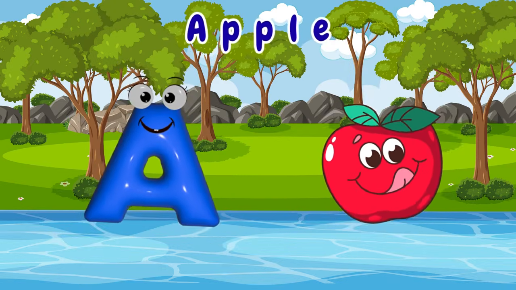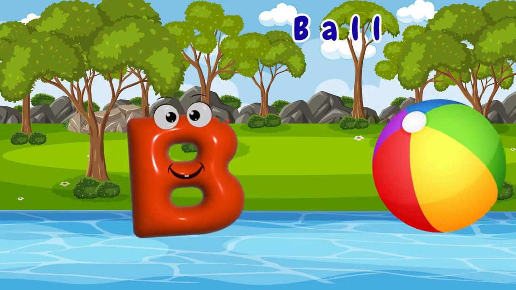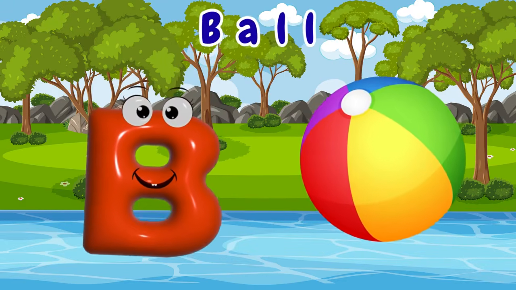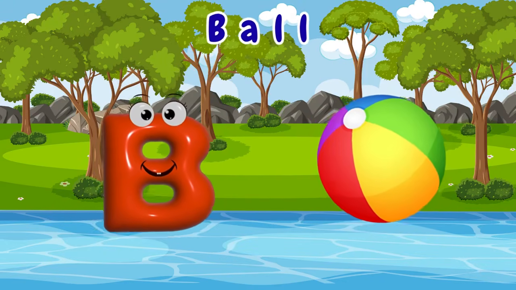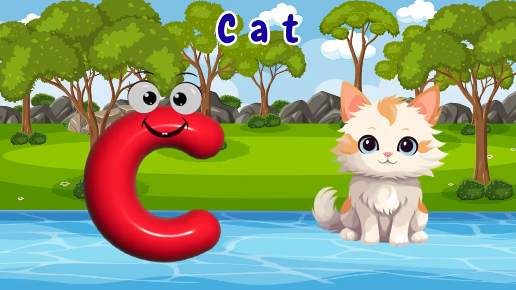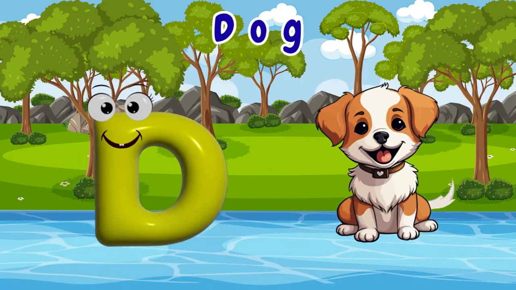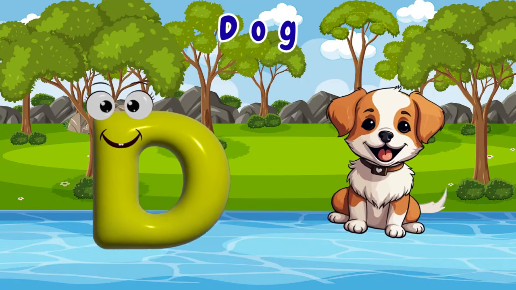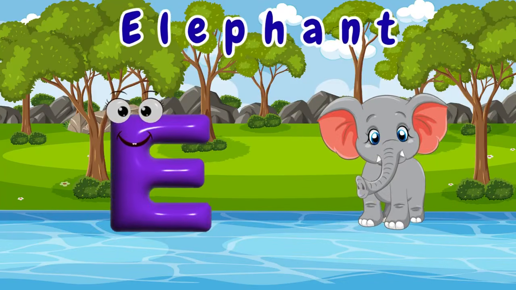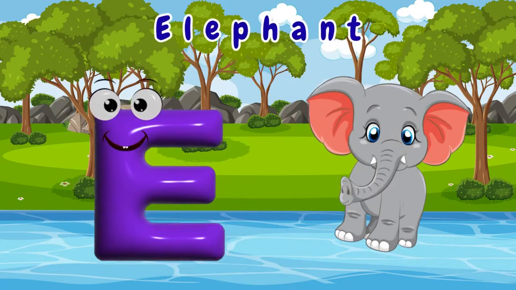A is for apple. B is for ball. C is for cat. D is for dog. E is for elephant.